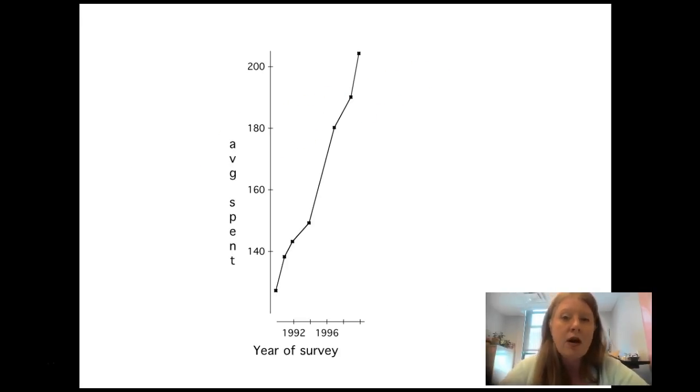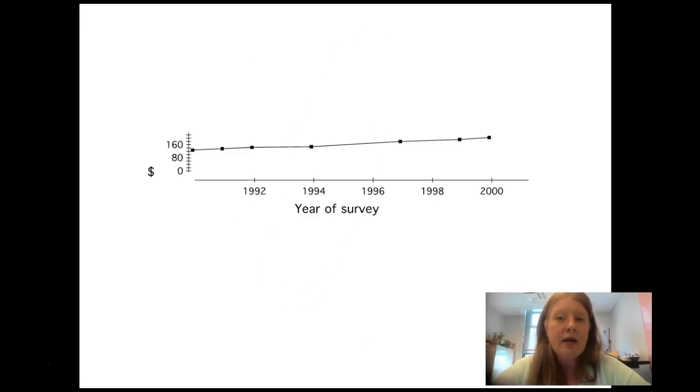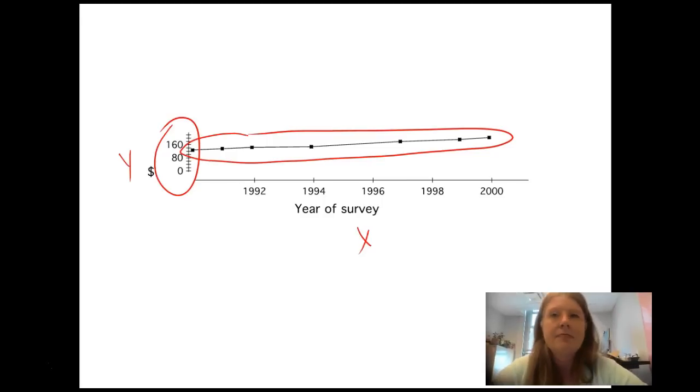What would happen if we shrunk the x-axis? Maybe we want to make it seem like there's an even bigger or steeper increase than what we saw in that very first graph. Well, just shrinking the x-axis can make it seem like there's an even bigger increase. Here we're really shrinking the y-axis and expanding the x-axis, and now it seems almost like there's no change, that it's pretty similar from year to year in terms of how much students are spending. So hopefully you're getting the picture here.